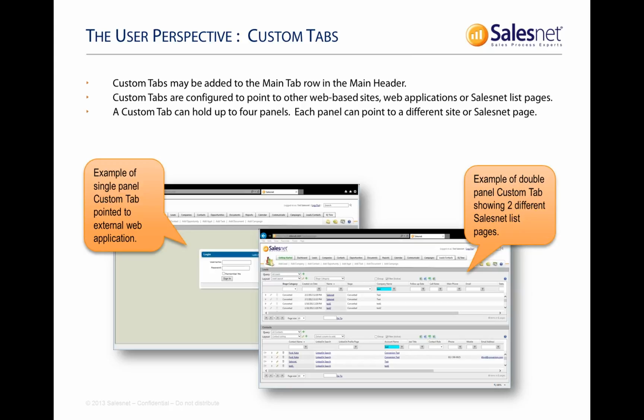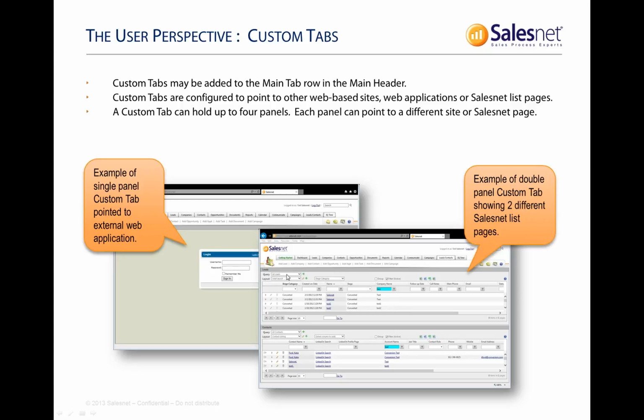So let's say you're asking your users to track their time. We can add IQ time in. They can log in, enter their time, and they're doing it all from within Salesnet, it seems. So custom tabs can have panels that point to other websites, internal or external, or a custom tab can have panels that point back to your built-in list pages.